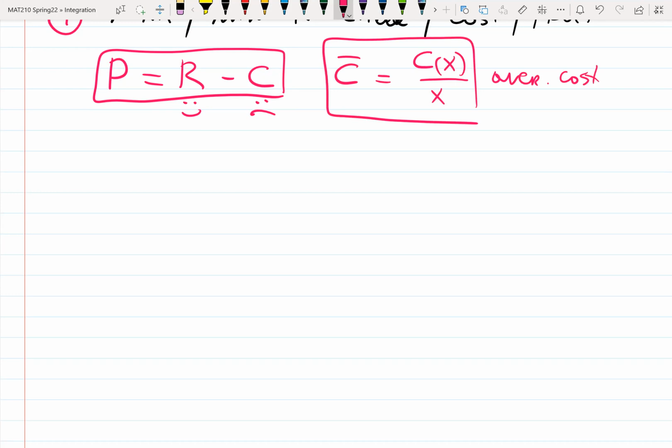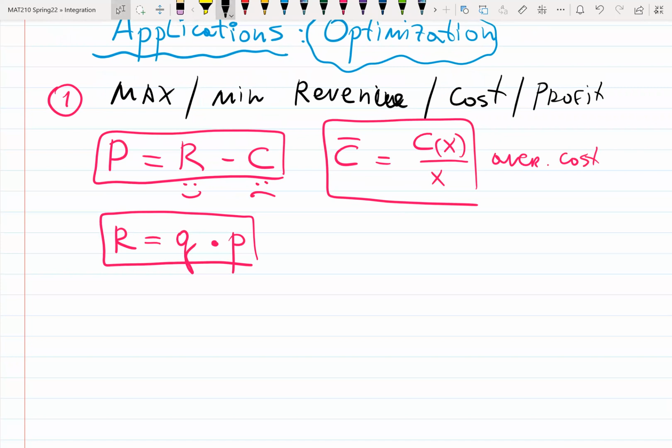Then one more formula we need to know is how to find revenue from Q and P. Revenue is the quantity you sold, say you were selling lemonade, how many cups of lemonade times the price you charge for each cup. This is how much money you made. So know this formula. Q is quantity, P is price. And then just recently we learned elasticity formulas, and even more recently from integration, we learned surplus. All of this was connected. So this was the very beginning of all of this.